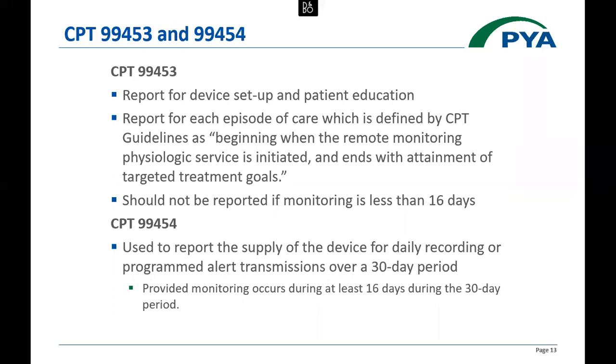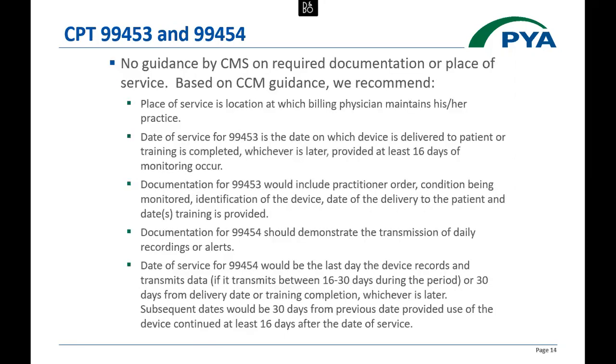99454 is used to report the supply of the device for daily recording or programmed alert transmissions over a 30-day period. And again, it also has that 16-day test. So for example, if a patient initiated monitoring on July 1st and it continued through September 12th, you could report 99453 in July and then 99454 for July and August based on time, making sure I have my months right as we do that, but you would not report it in September because September did not have that 30 days. So again, it would be based on the 30-day increments there.